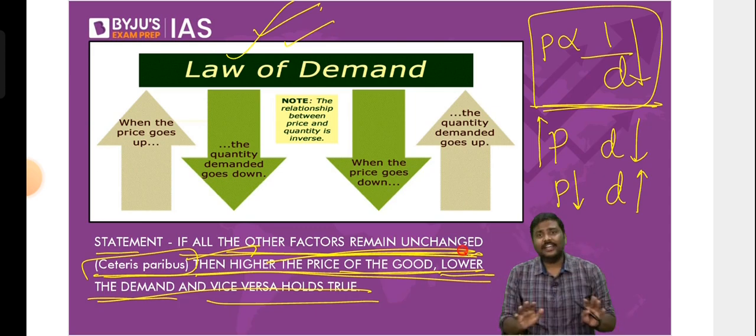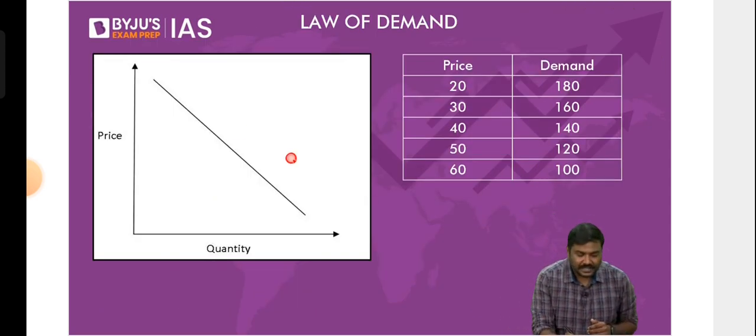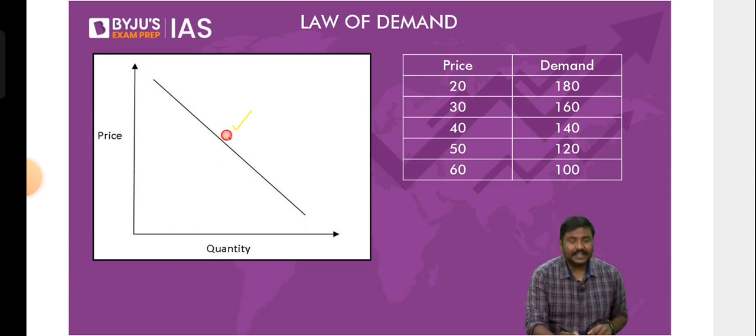I will explain that. Wait. I did not say the law of demand is over. Wait for it. Done. Now, how is the law of demand represented? It is represented in a downward sloping curve.